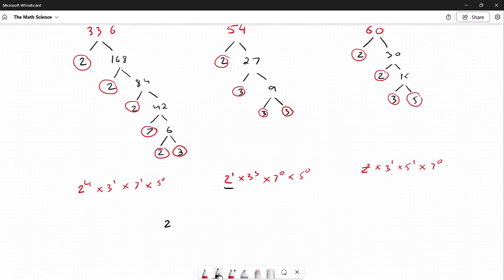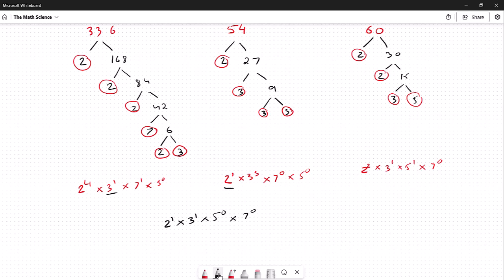So we have 2 to the power of 1 times, now let's consider 3, we have 1, 3 to the power of 3, and then 1, so we can pick 3 to the power of 1 times, now what's the next number? We have 5 here, and the lowest power of 5 is 0, so we're going to multiply it by 5 to the power of 0 times, and then we have 7 here, 7 to the power of 0 is the lowest.